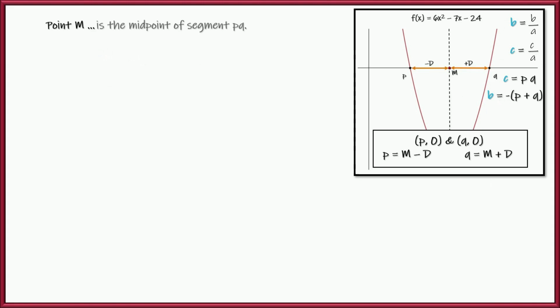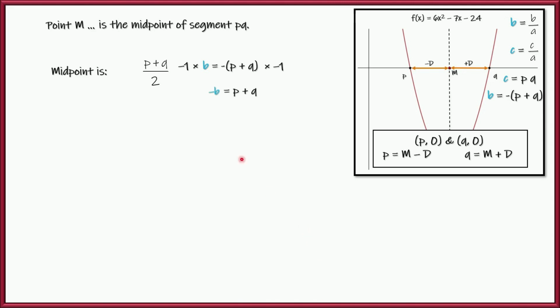Now let's talk about point m. Point m is the midpoint of the segment p to q. The way you find the midpoint is you add the two ends, divide that by 2. So x1 plus x2 divided by 2, well, that would be p plus q divided by 2. All right, that's really similar to what I know b is. b is negative p plus q. So what if we multiplied both sides by -1? Then we'd get negative b equals p plus q.